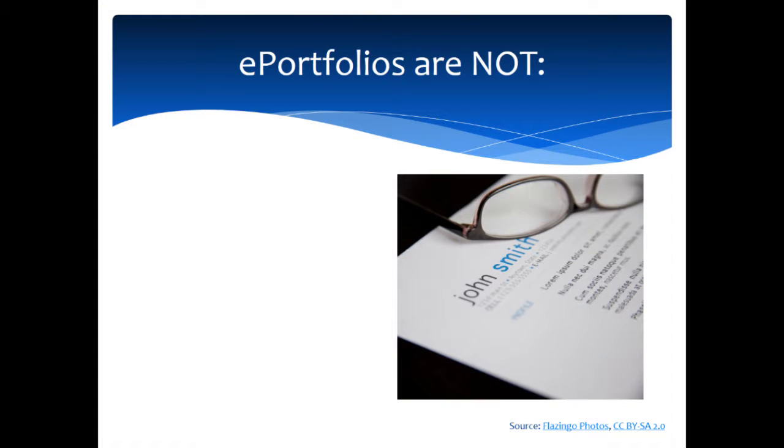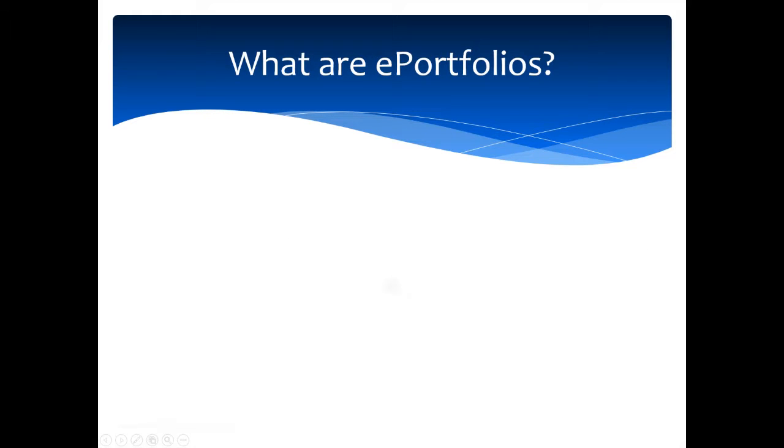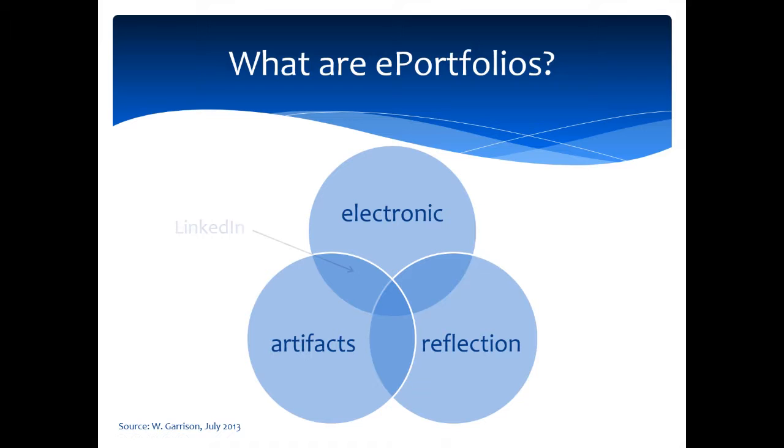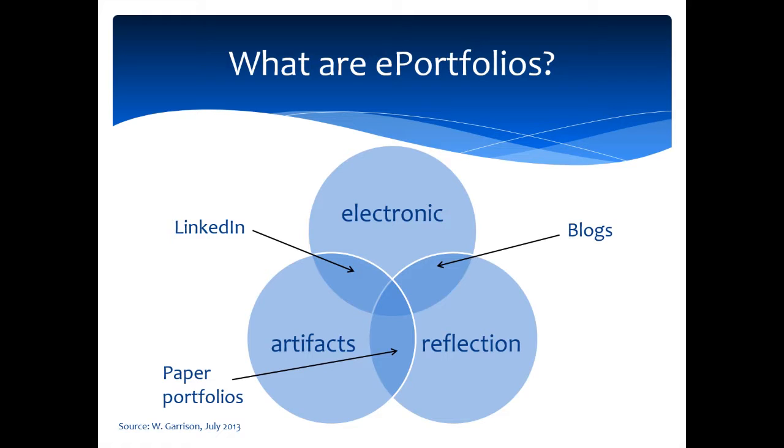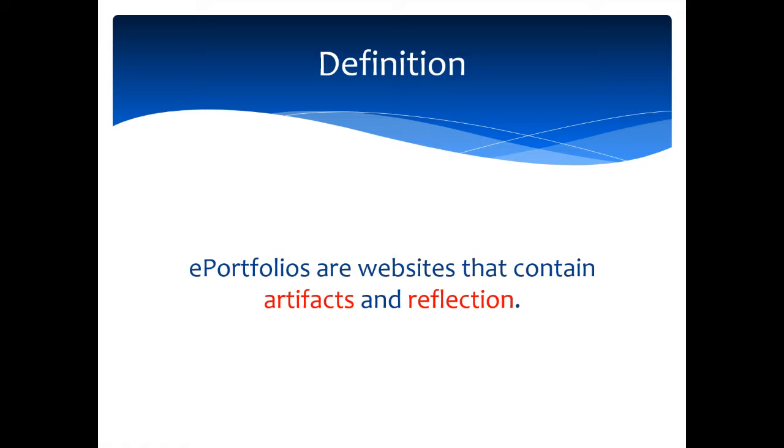Sometimes we compare ePortfolios to things we're more familiar with, such as resumes, blogs, and social networking. ePortfolios have elements of each of these, but they're actually more detailed than resumes, more evidence-based than blogs, and more professional than social networking. ePortfolios are websites that contain artifacts and reflection. LinkedIn, paper portfolios, and blogs each have two of these three elements, but ePortfolios include all three. So an easier definition to remember would be ePortfolios are websites that contain artifacts and reflection.